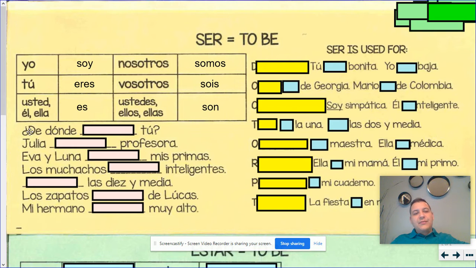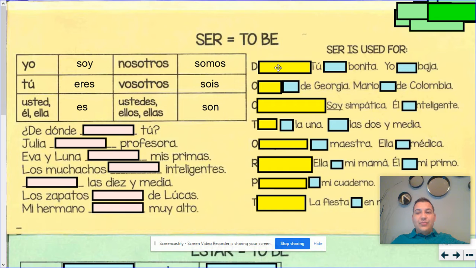Now, let's see this activity. Let's do all of these blanks one by one. If you look here on the left side, there is an acronym, the letters D O C T O R P T, Doctor PT. That can help you remember when you're supposed to use the verb ser.